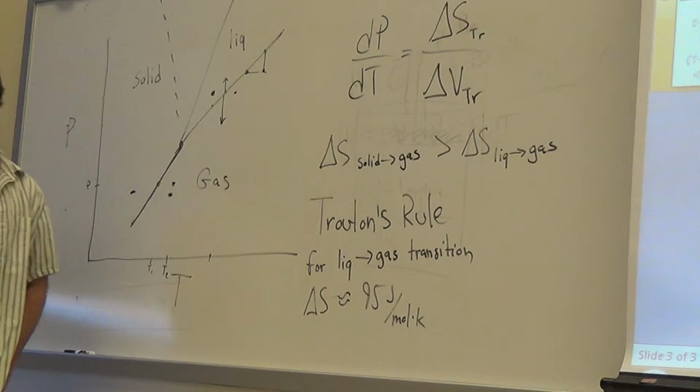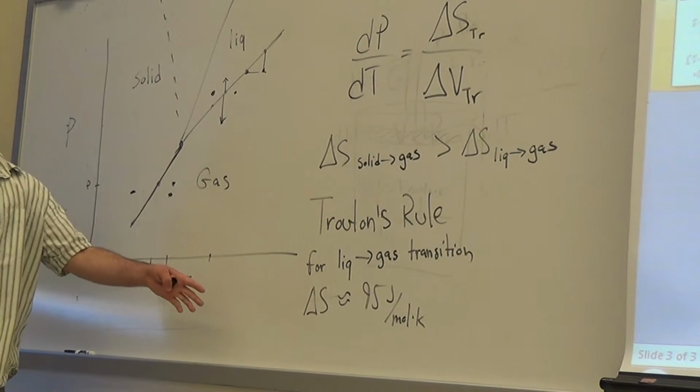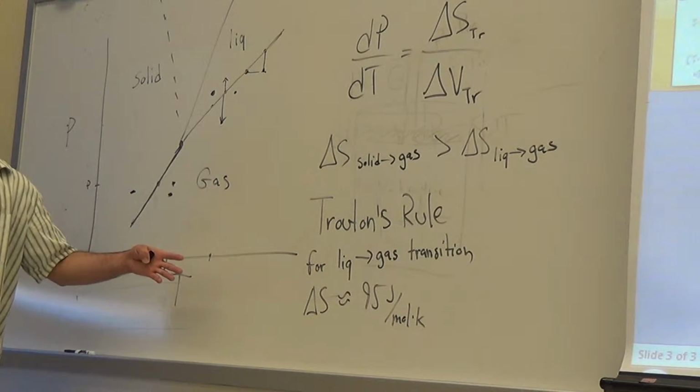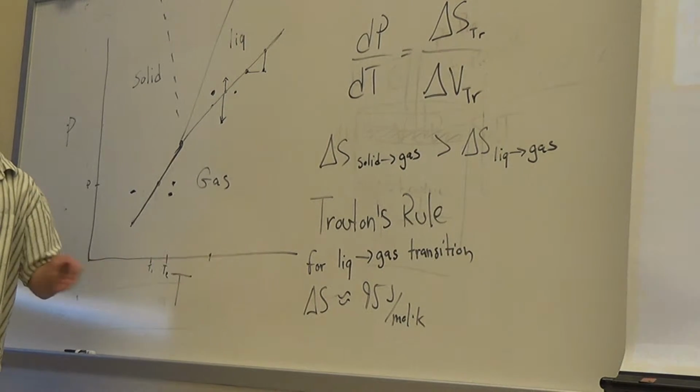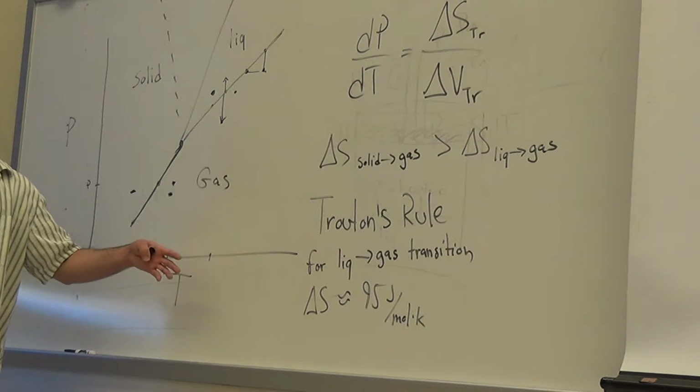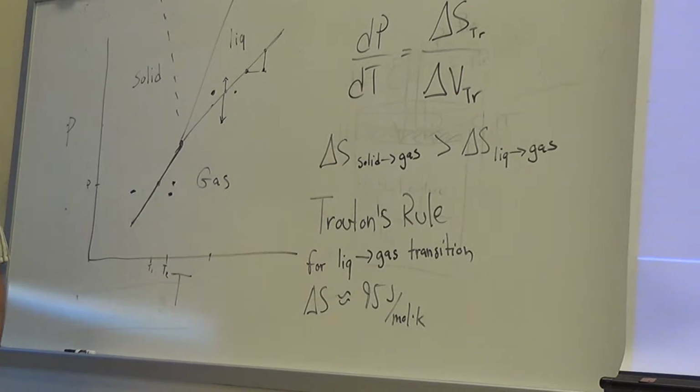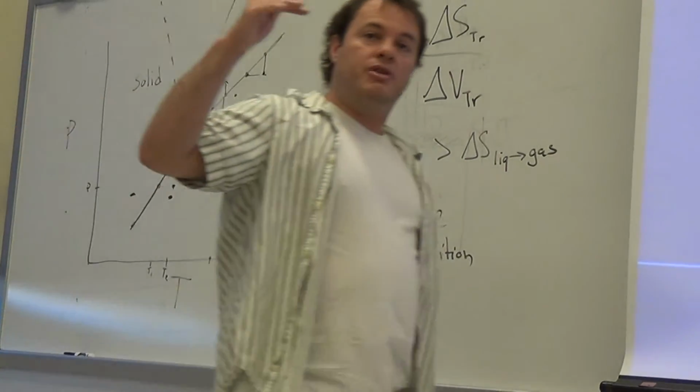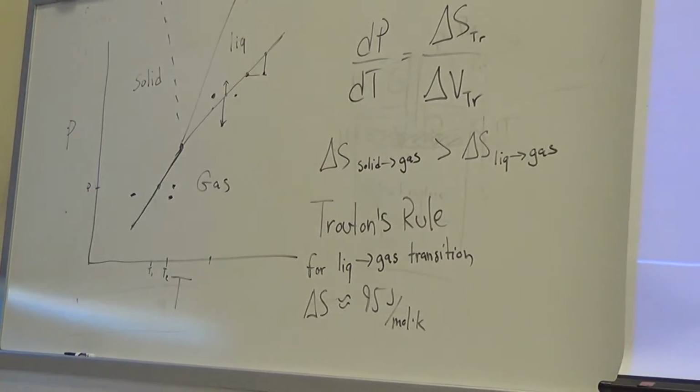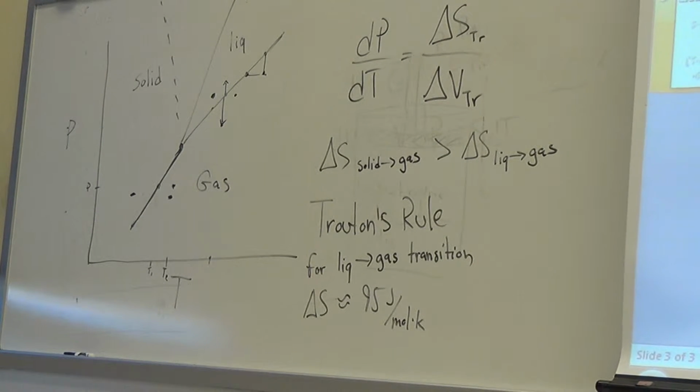It turns out that for any substance going to gas phase, assuming that it behaves as an ideal gas, the volume change from liquid to gas or from solid to gas is going to be about the same. And so the increase in the entropy that you get from that volume change is going to be relatively constant, assuming that your substance behaves as an ideal gas.